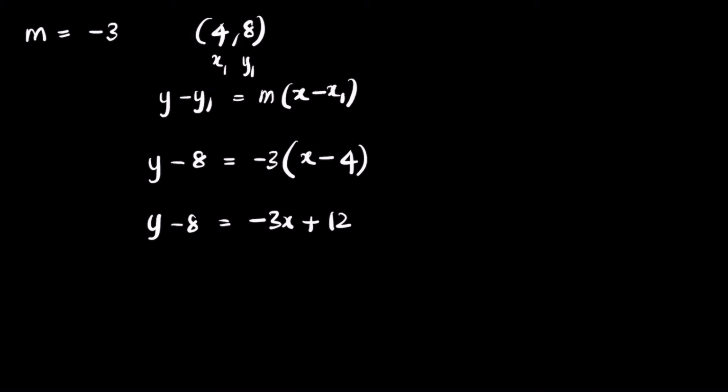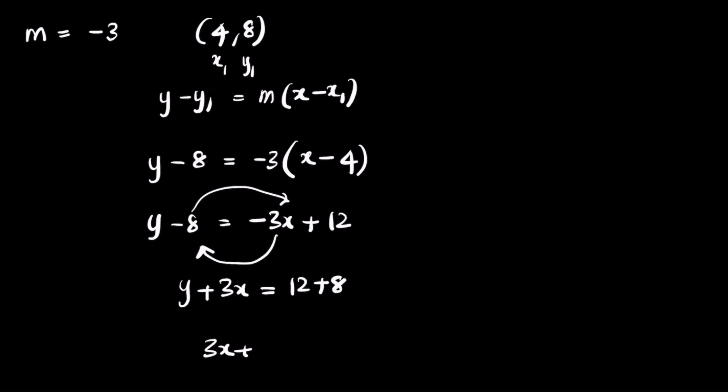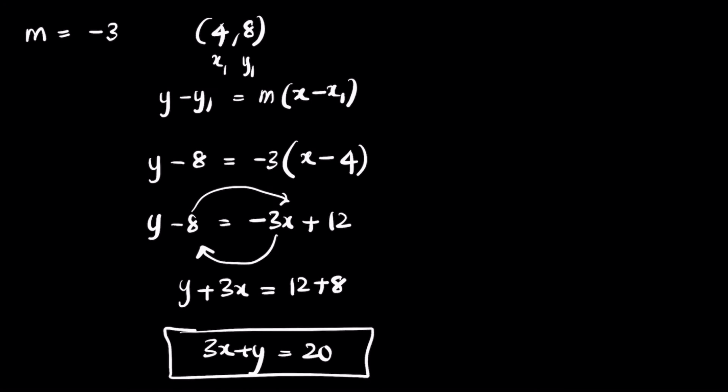Now rearrange in such a way that the variables go one side and the constant goes the other side. So if this goes this side, you get plus 3x is equal to minus 8, push it to the other side, it becomes 12 plus 8. So 3x plus y equal to 20. So this is the linear equation that you can get from the problem.